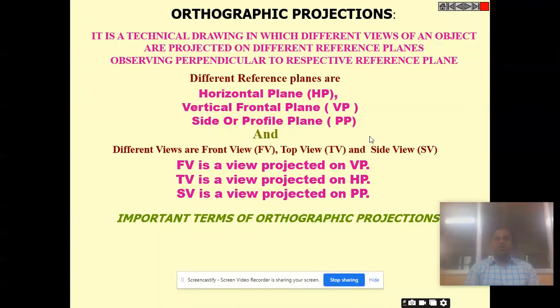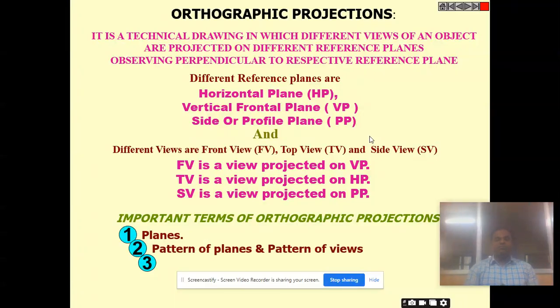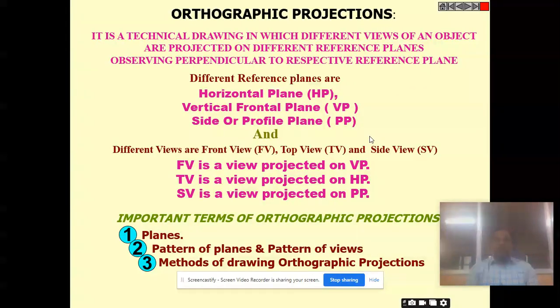Now what are the important terms of orthographic projection? The first one is planes, the second is pattern of planes and pattern of views, and the third is the method of drawing the orthographic projection. So first one is planes, meaning the three reference planes we are talking about, that is the horizontal plane, the vertical or frontal plane, and the third is the side or profile plane. Pattern means how they are arranged. If it is kept horizontal, then it is a horizontal plane. If it is kept in front of the object, then it is a vertical plane. And if you are observing the object from its side on a plane, then it is called the profile plane.